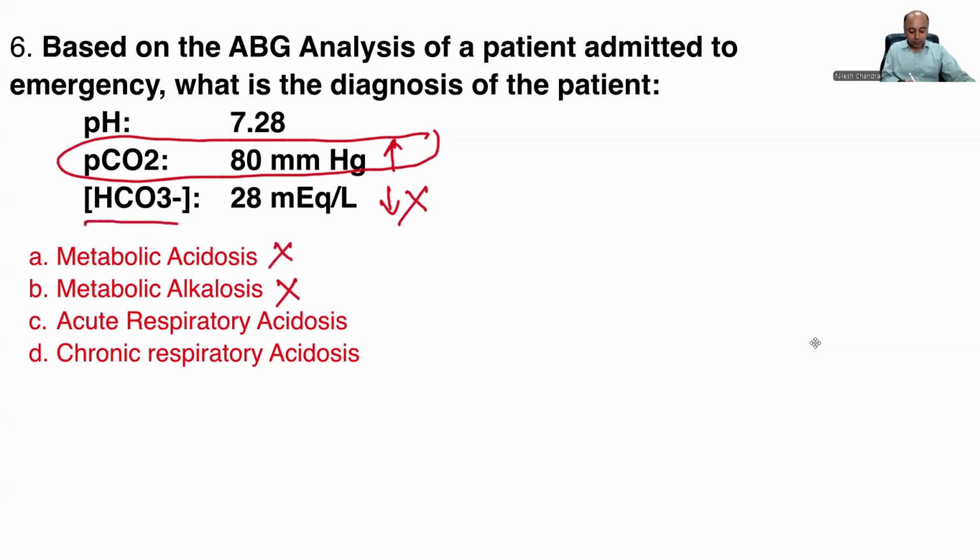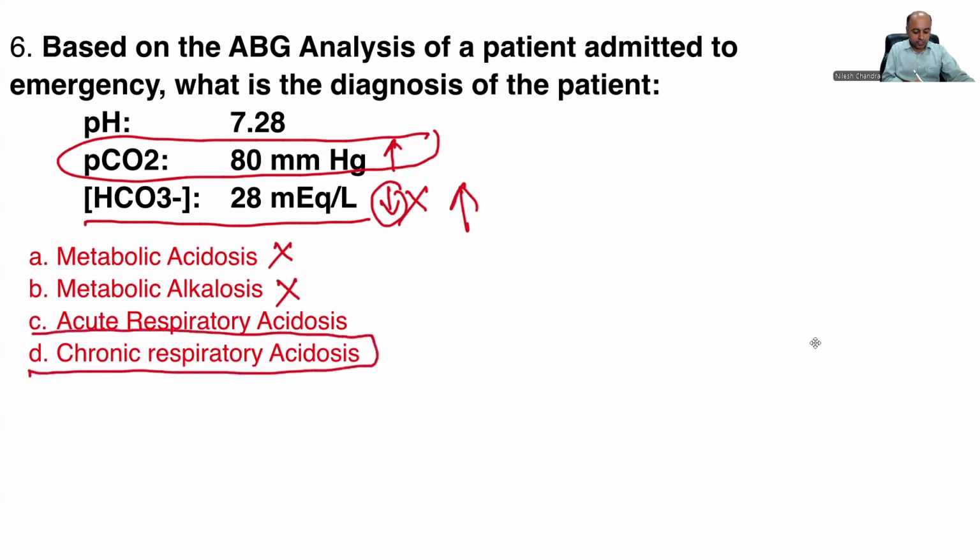But if you look at the bicarbonate, instead of being low, it is going in the opposite direction. Going in the opposite direction means compensation. Compensation means it is a chronic case, because compensation will set in only in chronic conditions, not in acute conditions. So here your answer is chronic respiratory acidosis.